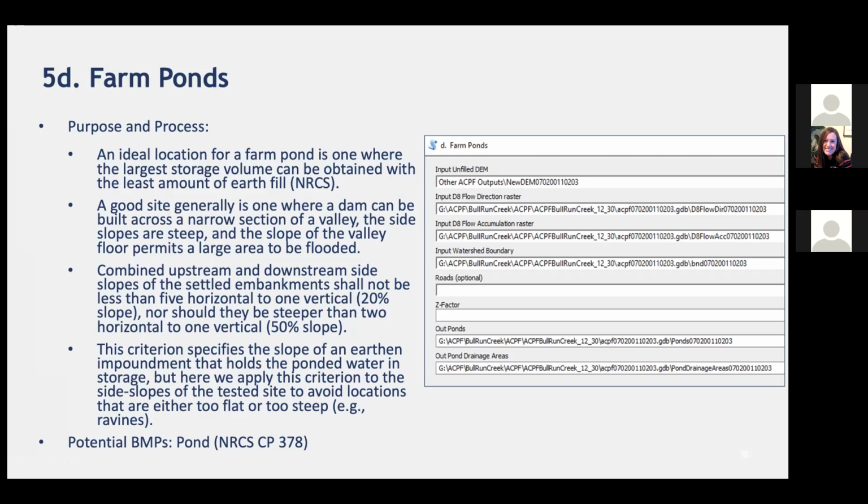The particular watershed that we looked at for the examples for this case doesn't have any farm ponds, so I don't have any to show you, but basically what you would identify are areas where that water would pool, and then drain, and drainage areas associated with that as well.